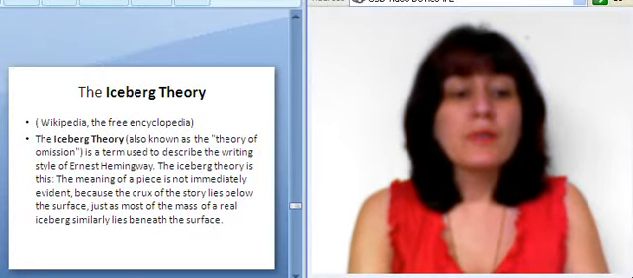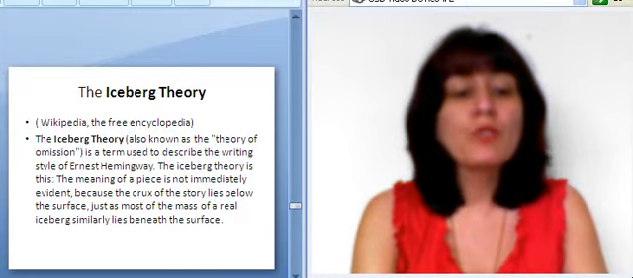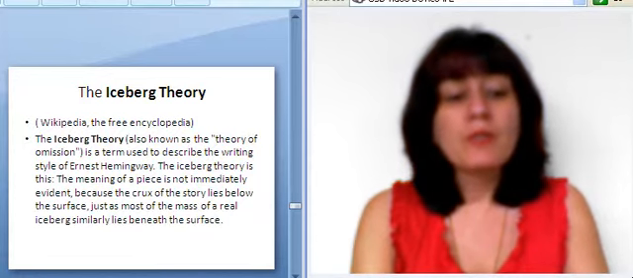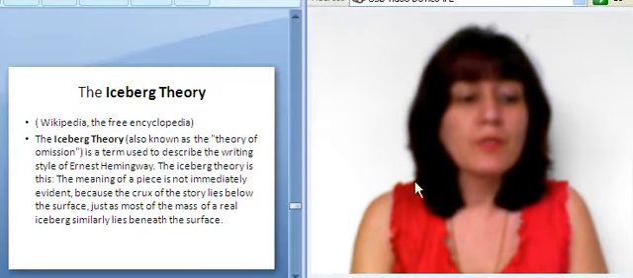The iceberg theory. The iceberg theory, also known as the theory of omission, is a term used to describe the writing style of Ernest Hemingway. The iceberg theory is this: the meaning of a piece is not immediately evident because the crux of the story lies below the surface, just as most of the mass of a real iceberg similarly lies beneath the surface.